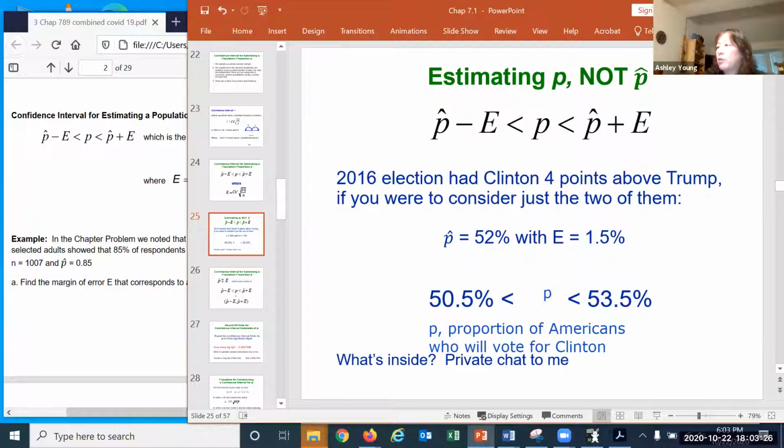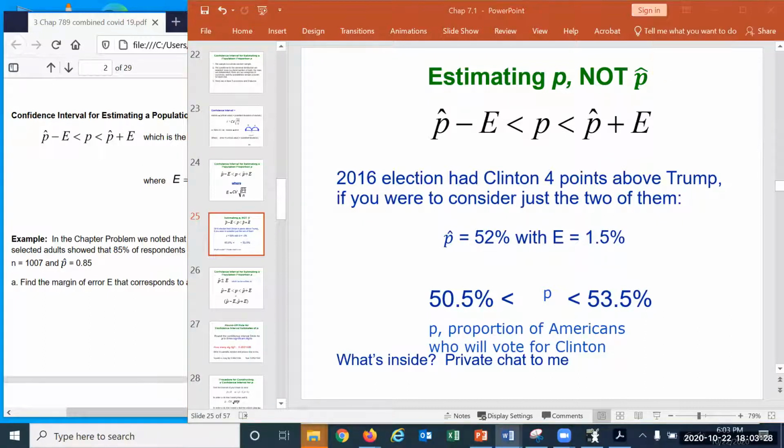Anybody? Depends on the electoral college. Yeah, right. There are a couple things going on there. One was the issue that the electoral college screws things up. So even though she won the popular vote, she did not win the election. It was really close. I think it might have been just south of here.